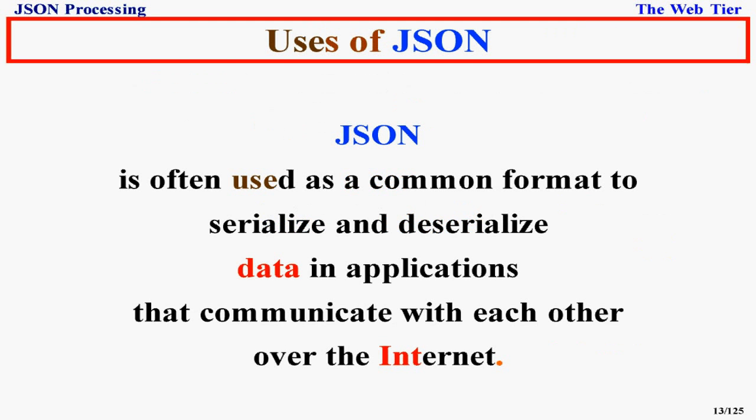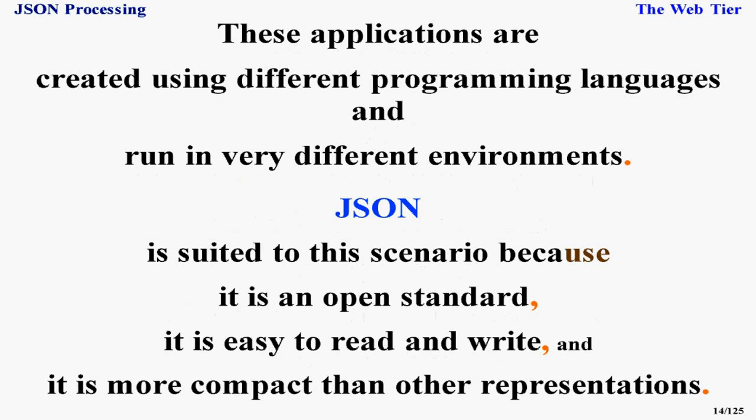Uses of JSON. JSON is often used as a common format to serialize and deserialize data in applications that communicate with each other over the Internet. These applications are created using different programming languages and run in very different environments. JSON is suited to this scenario because it is an open standard, it is easy to read and write, and it is more compact than other representations.